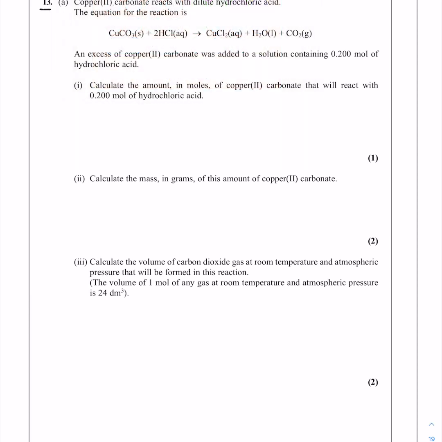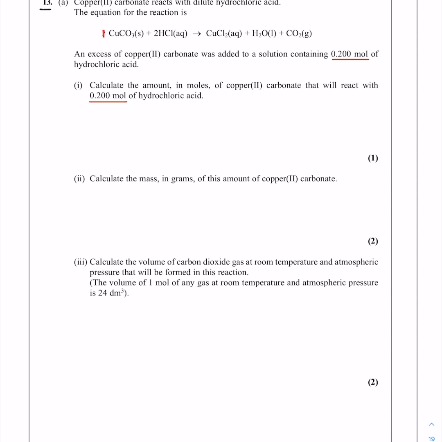Copper 2 carbonate reacts with dilute hydrochloric acid. The equation for the reaction is 1 mole of copper carbonate reacts with 2 moles of hydrochloric acid to form 1 mole of copper chloride, 1 mole of water and 1 mole of carbon dioxide. An excess of copper 2 carbonate was added to a solution containing 0.200 mole of hydrochloric acid. Calculate the amount in moles of copper 2 carbonate that will react with 0.200 mole of hydrochloric acid.